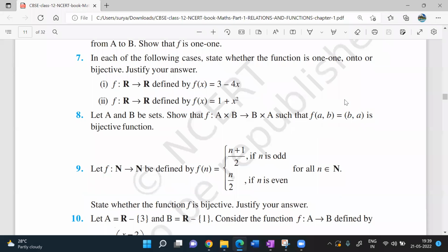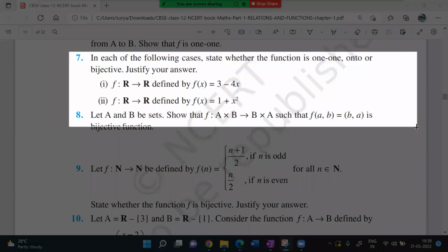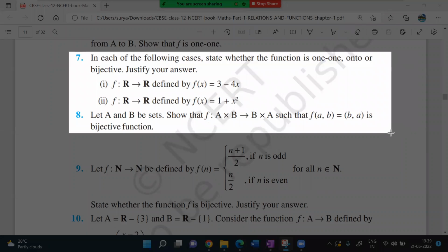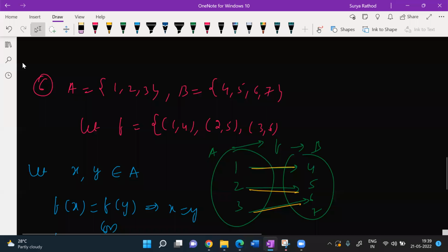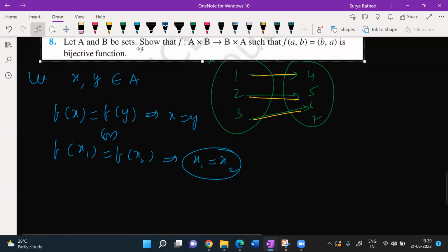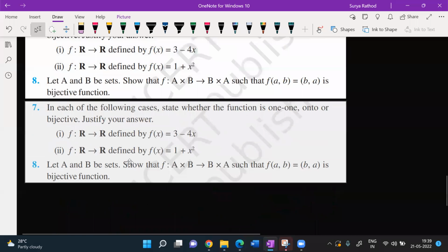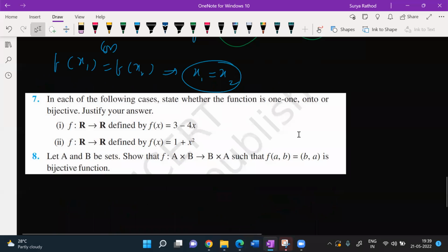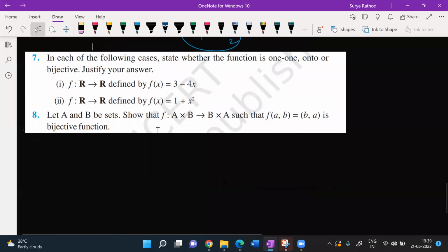Now, everyone have a look at the 7th question. It's a very, very beautiful question. In the 8th question, we are going to discuss very beautiful points. Yes, bijective function. First of all, let's go with the 7th question.